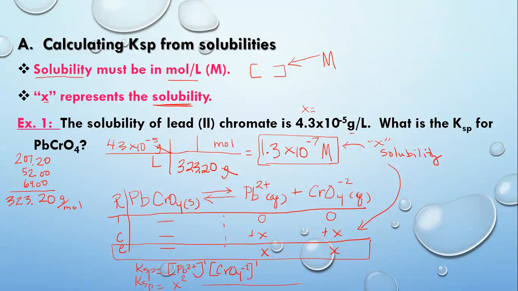So I'm going to do a little bit of the math here. We just said that X is equal to your 1.3 times 10 to the negative 7. So Ksp is equal to, substituting your X value into your law of mass action, 1.3 times 10 to the negative 7 molar, quantity squared. And now we have our Ksp. When you square that, you get 1.7 times 10 to the negative 14. And the unit there is molarity squared.